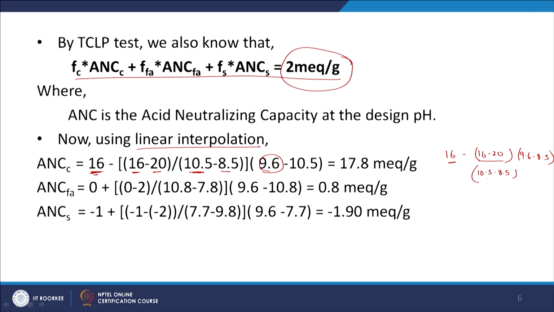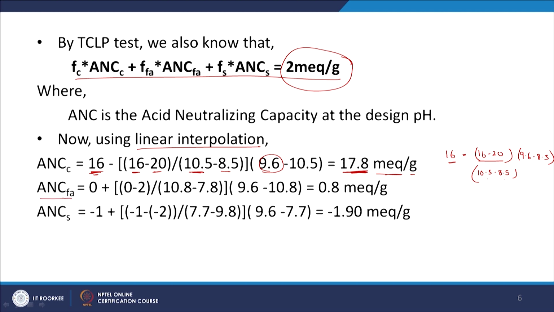So, negative, because 8.5 or 9.6 is lesser than that, but obviously the acid neutralizing capacity is increasing with pH. That is why you see that at pH 9.6 I end up with an acid neutralizing capacity for cement of 17.8 milliequivalent per gram.